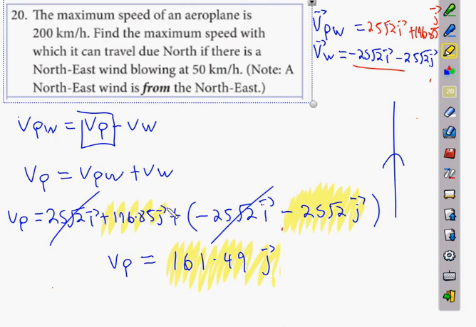Yes? When you go from VPW is equal to VP minus VW, why does the VW become a plus if it's on the same side? Sorry, it's just a switch. So it's like VPW plus VW equals VP, and then I'll just swap it around. So it's done. So two steps in one. Okay. Alright guys, good with that? Alright, right on.